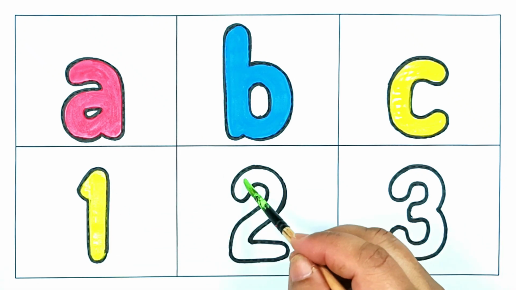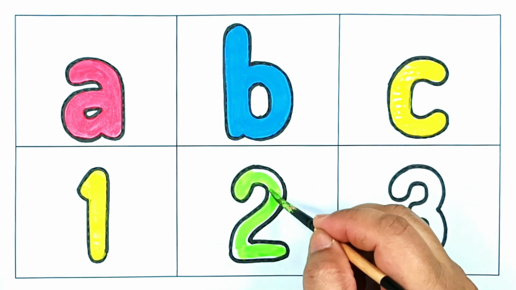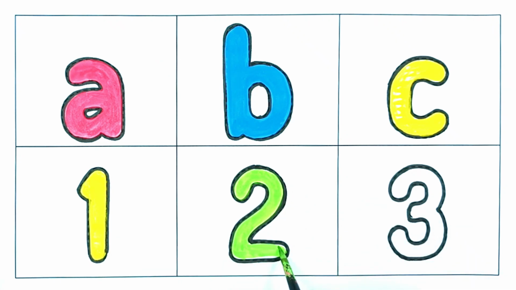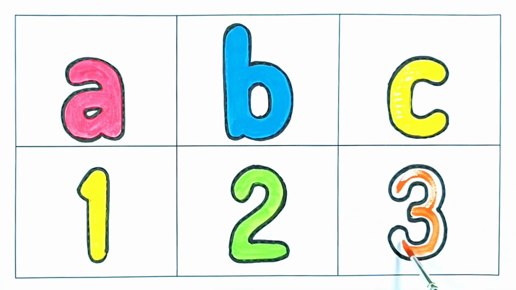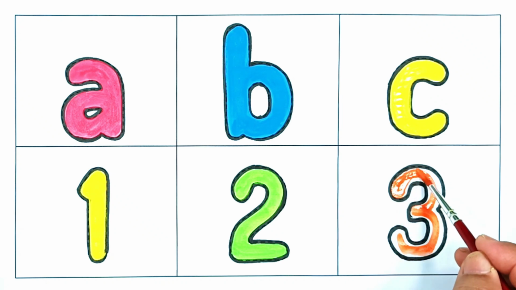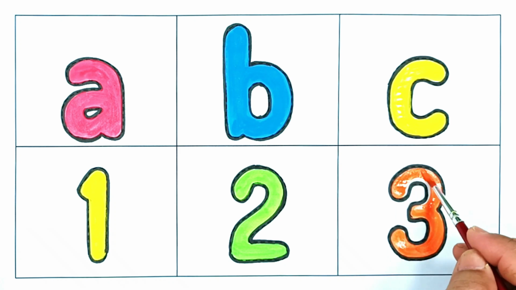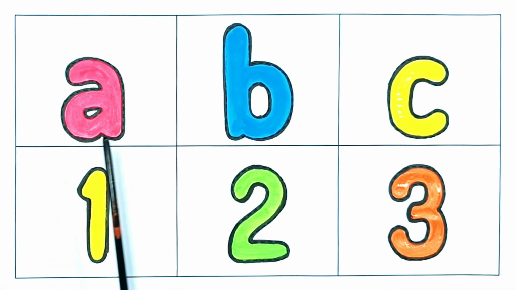One. One. Two. Two. Three. Three. A, B, C. 1, 2, 3.